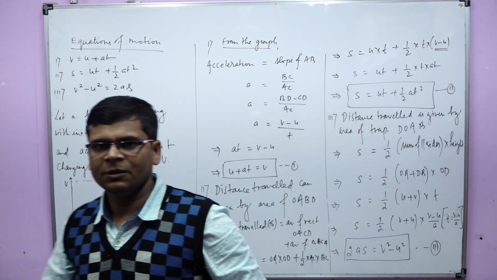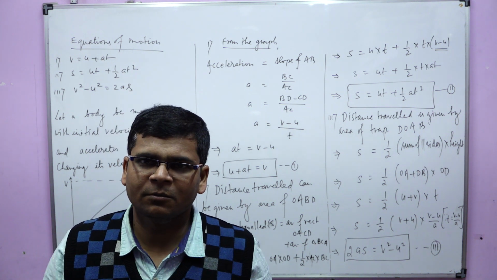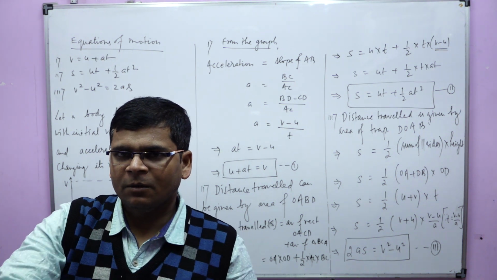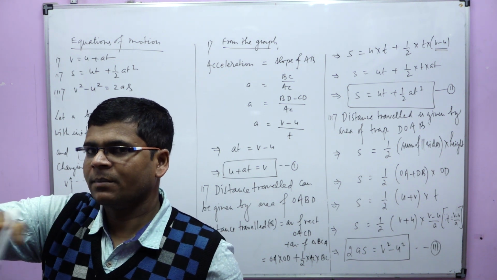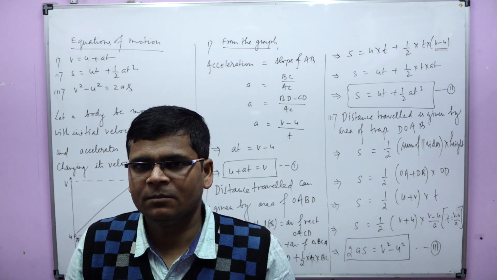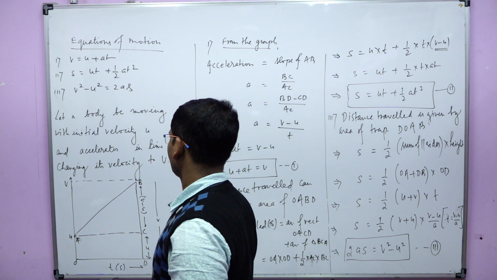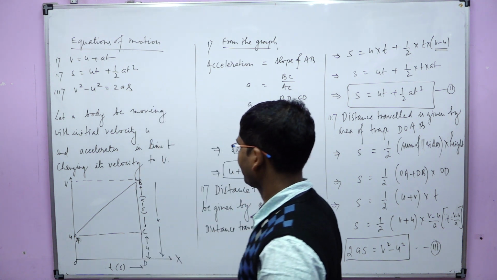So this is how you can derive the three equations of motion for objects moving on a horizontal plane. The three equations of motion by graphical method. This is the way you can derive.